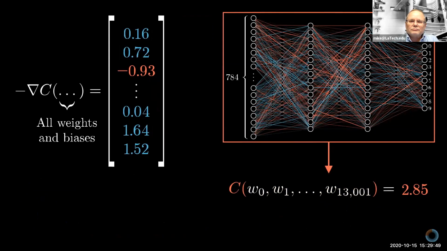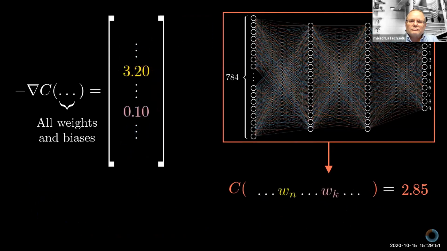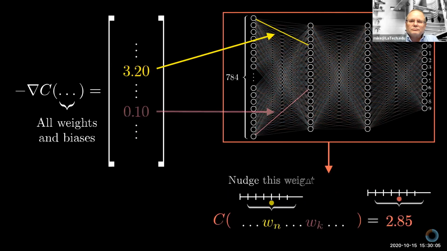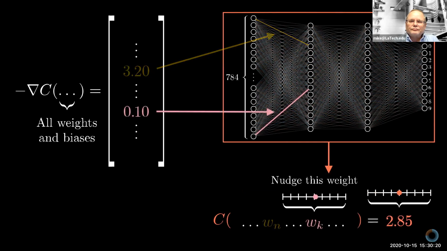For example, let's say you go through the process I'm about to describe and you compute the negative gradient, and the component associated with the weight on this edge here comes out to be 3.2, while the component associated with this edge here comes out at 0.1. The way you would interpret that is that the cost of the function is 32 times more sensitive to changes in that first weight. So if you were to wiggle that value just a little bit, it's going to cause some change to the cost, and that change is 32 times greater than what the same wiggle to that second weight would give.